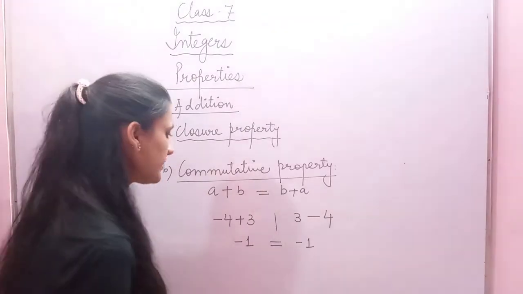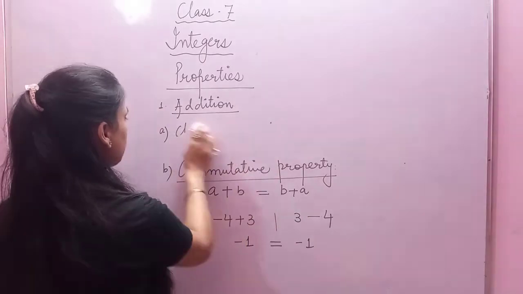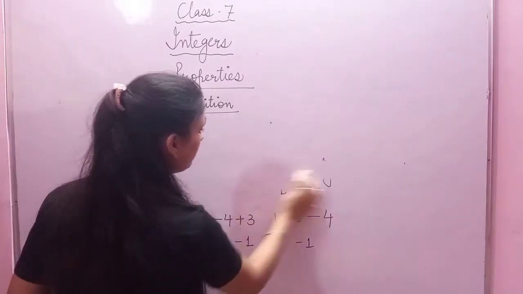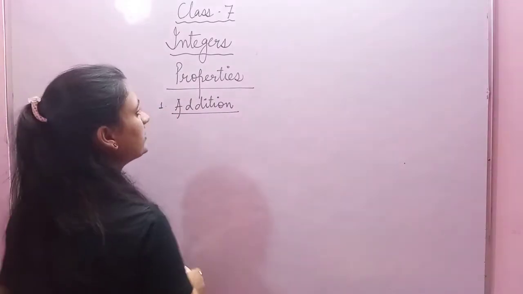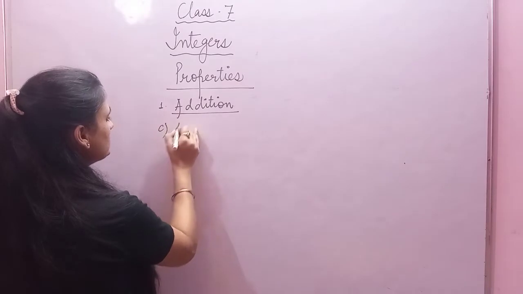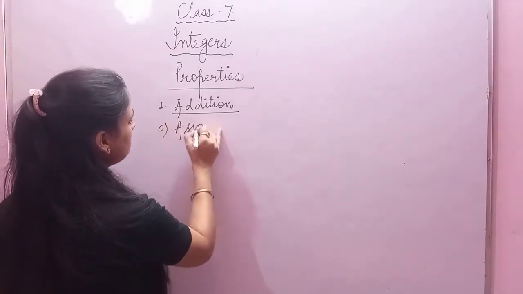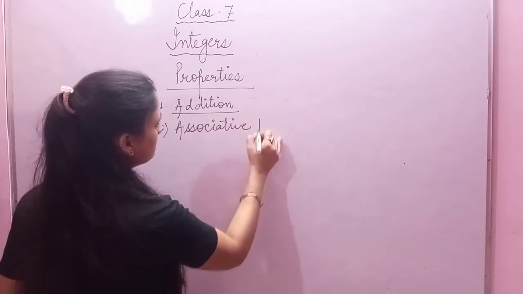Next is another property, that is the associative property of addition. We have done the closure property of addition. We have done the commutative property of addition. Now is the associative property.